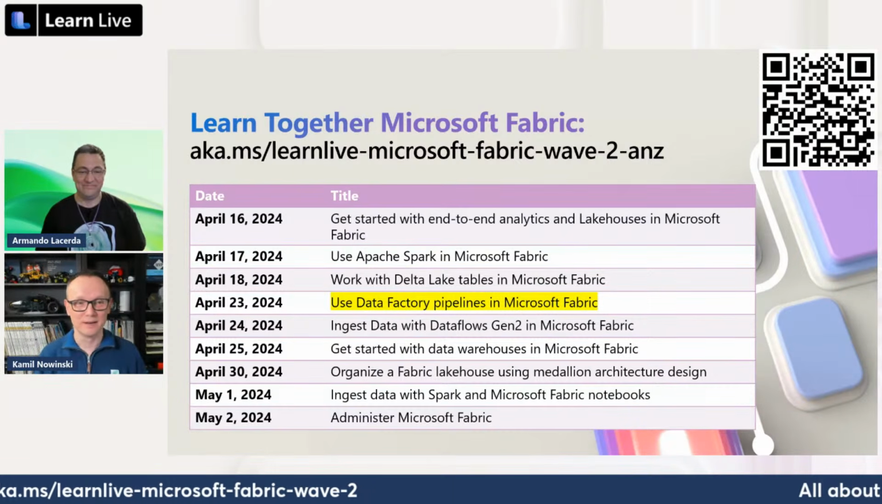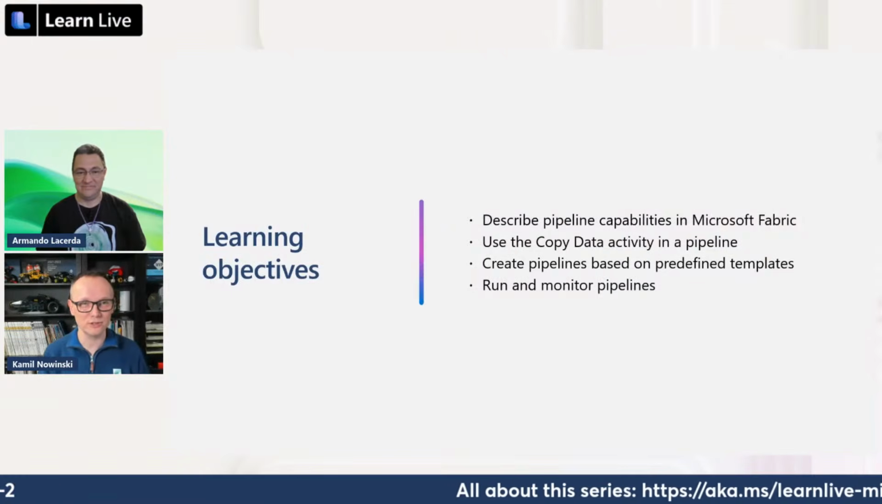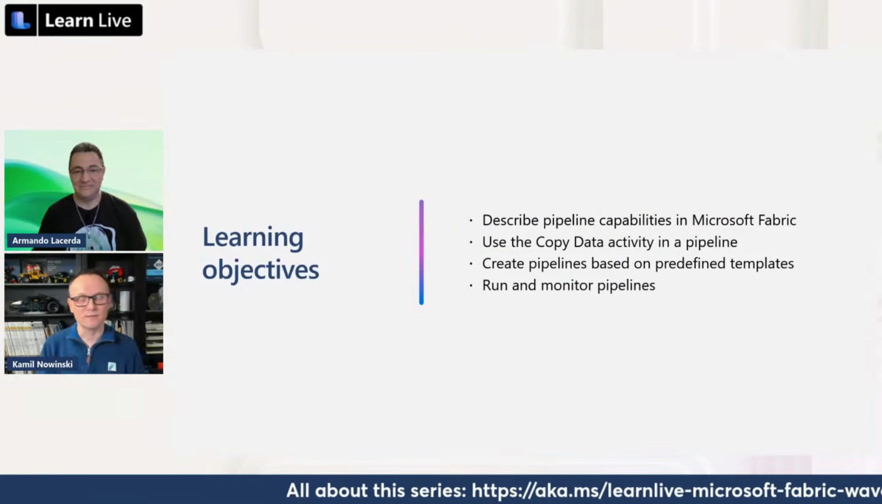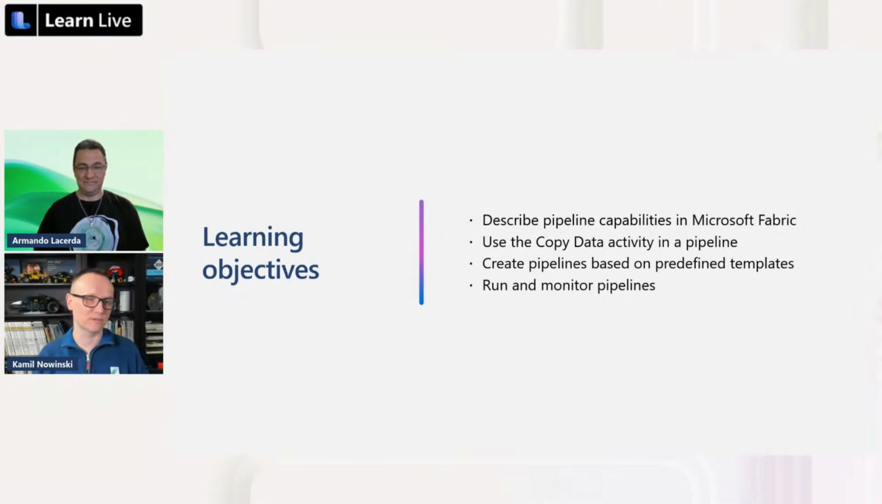Absolutely. Okay, so let's get started and describe what we'll be learning today. First, we'll describe what the pipeline capabilities are in Microsoft Fabric. Then we'll use the copy data activity in a pipeline, one of the simple activities that you can build in a pipeline, which is very commonly used in any pipeline. This is all about copying data from one source to the target.